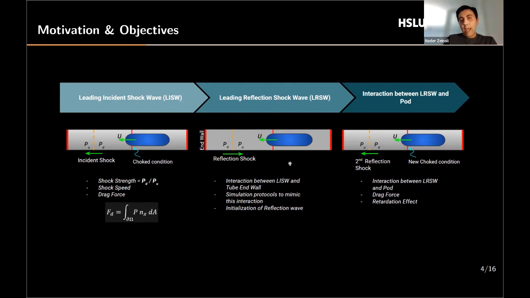And then after initialization of the reflection wave, the shock wave moves towards the pod and at some point hits the pod. A new choke condition occurs, and the second reflection wave is generated and moves towards the tube end wall again. And then we can evaluate the drag force and retardation effect.